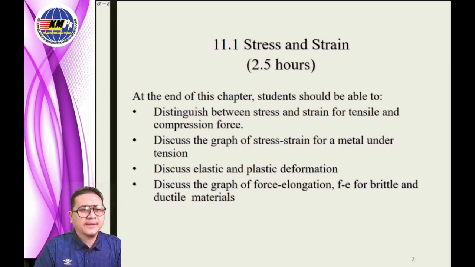stress and strain. And at the end, this chapter should be able to distinguish between the stress and strain, or tensile and compression force. And then we're gonna look into the discussion of a graph of stress strain for a metal under the tension. And the other part of it, we can look into the discussion of elastic and plastic deformation. And then the last part of it, we can discuss the graph of force, elongation for brittle and ductile material.